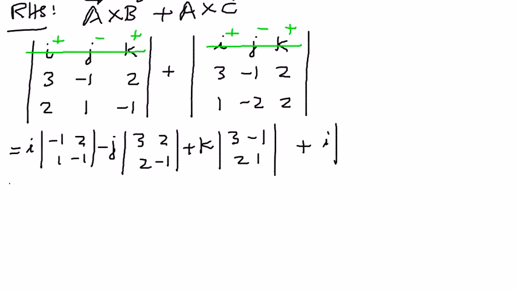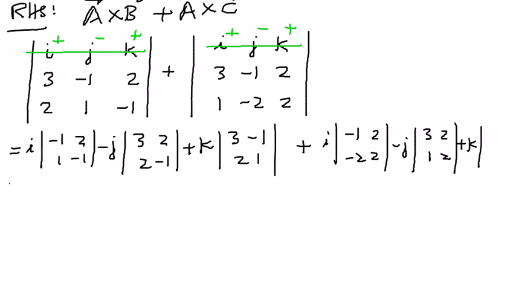I, the minor of that will be negative 1, 2, negative 2, 2, plus or minus J, the minor of that will be 3, 2, 1, 2, and then plus K, the minor of that will be 3, negative 1, 1, negative 2. So if we expand this, we should be able to get an answer. So let us expand this.